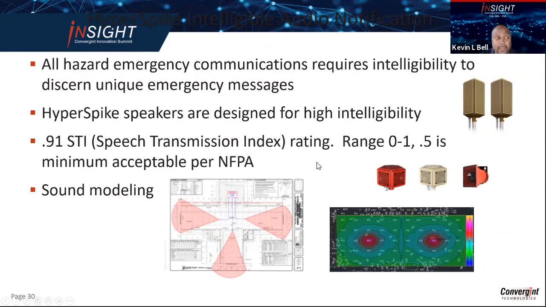In NFPA, there's a thing called a speech transmission index, and it has a rating range from 0 to 1. NFPA says you have to have 0.5 as a minimum. Well, Hyperspike is almost perfect. They're at 0.91 on their speech transmission index.